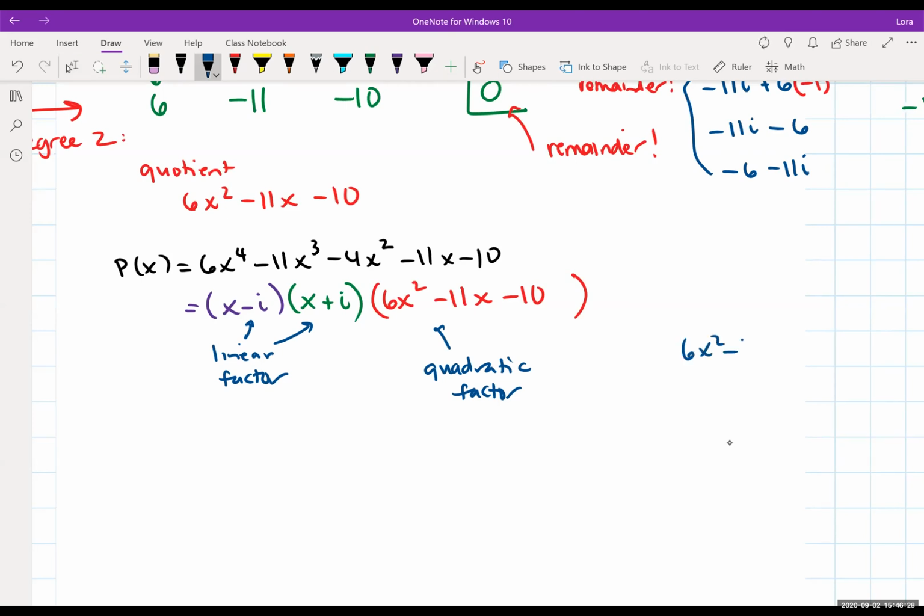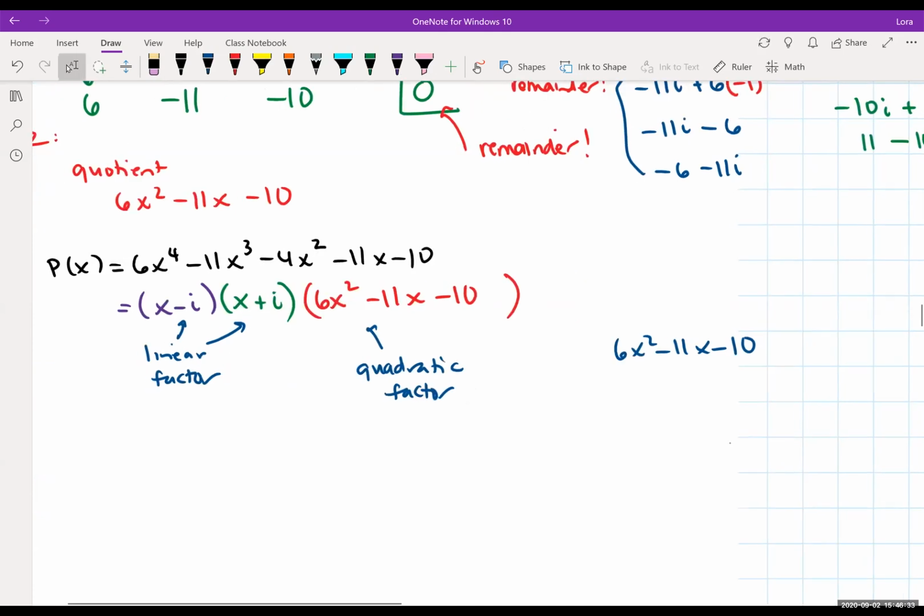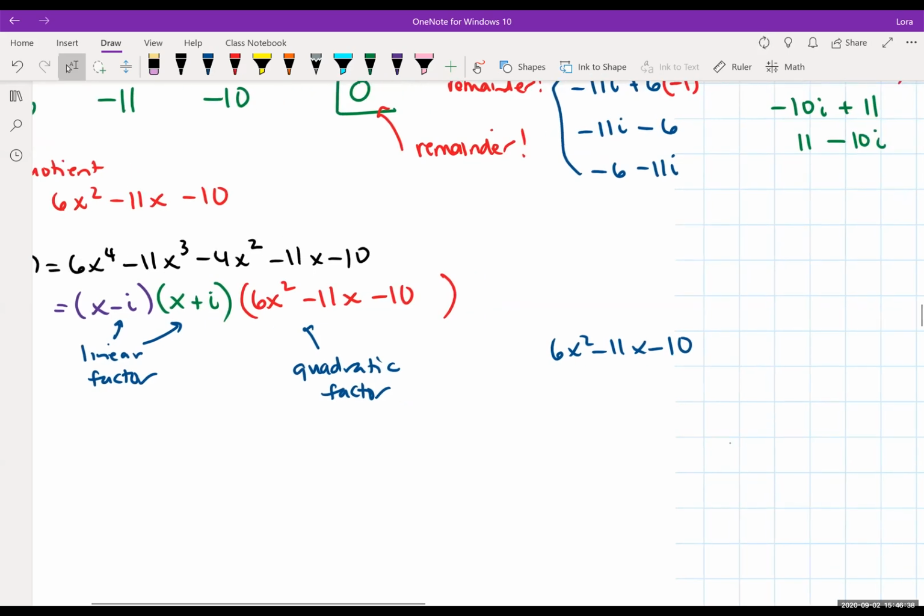6x squared minus 11x minus 10. Factor it however you like to factor trinomials. I'll use my A times C method. So factors of negative 60 that add up to negative 11. I should have a 15 times 4. Take your time if this doesn't come to you. I usually experiment with my calculator and finding the appropriate factors. So 15 times 4, if I'm trying to get a negative 11, I should have a negative 15 and a positive 4.